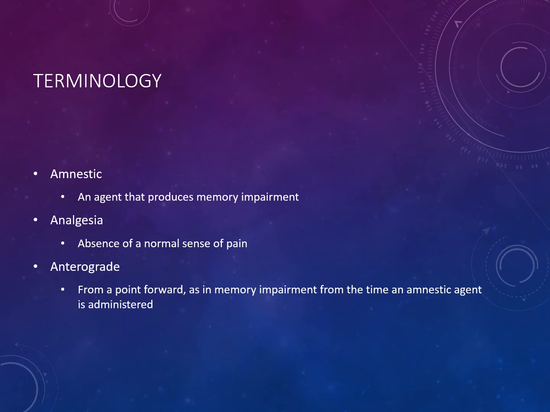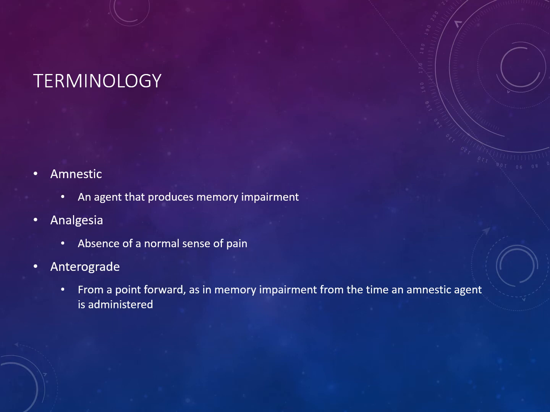These next couple of slides, we're going to talk about some terminology. So one group of medications we'll talk about in this chapter are sedatives. These have amnestic effects. That means that they will produce memory impairment. And at high doses, these agents produce anterograde amnesia, which means from a point forward, their memory is impaired after that agent is given.